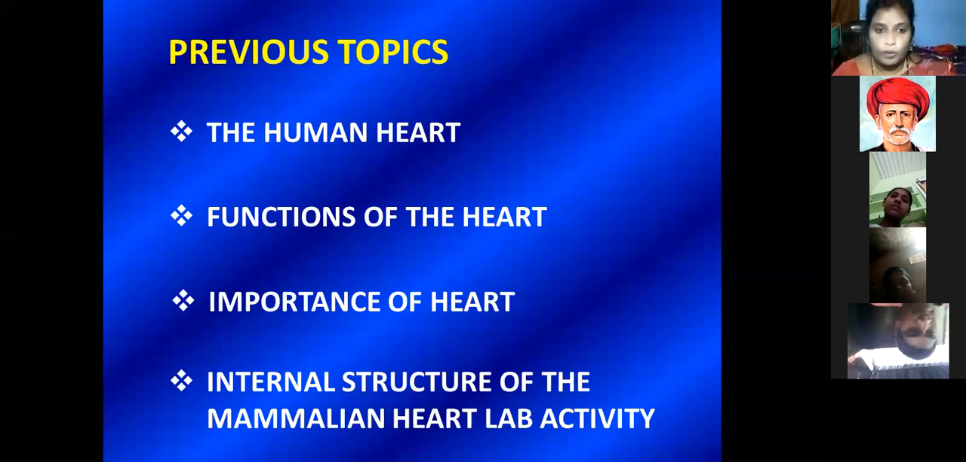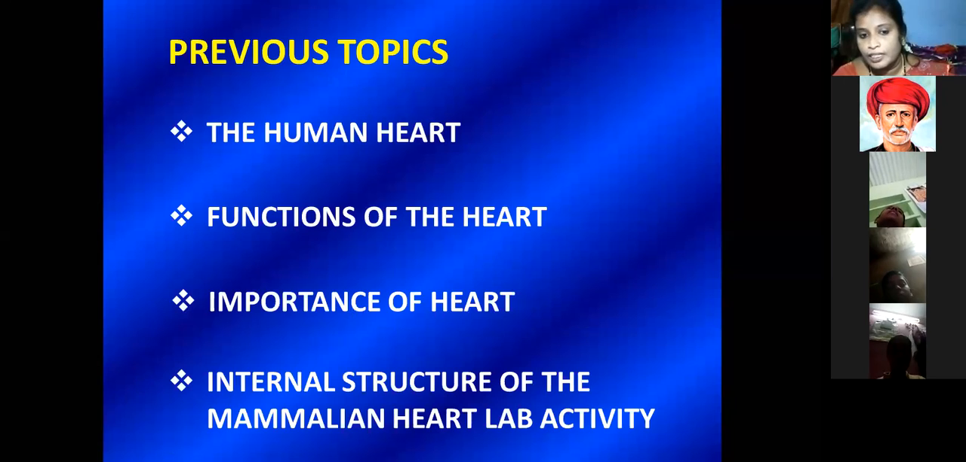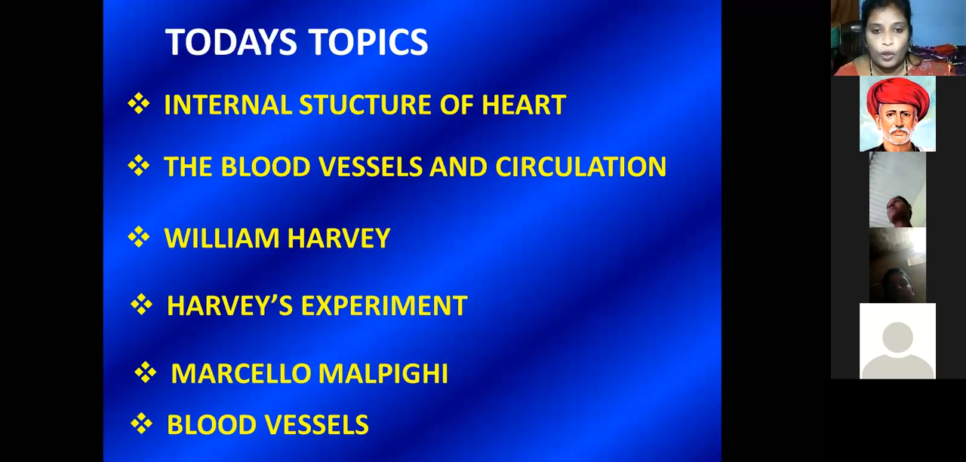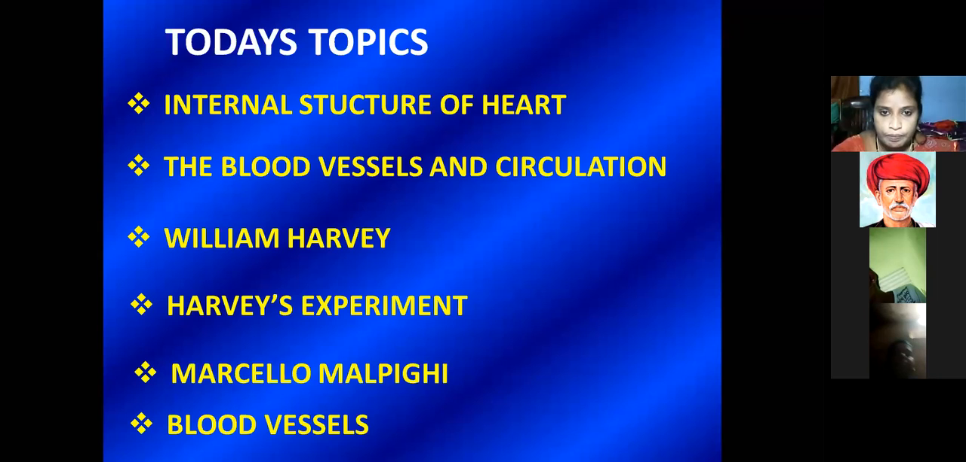Now, in the previous class, we learned about the following topics: the human heart, functions of the heart, importance of the heart, and the internal structure of the mammalian heart in a lab activity. Today, I'm going to explain the following new topics: internal structure of the heart, the blood vessels and circulation, the great scientist William Harvey, Harvey's experiment, Marcello Malpighi, and blood vessels.